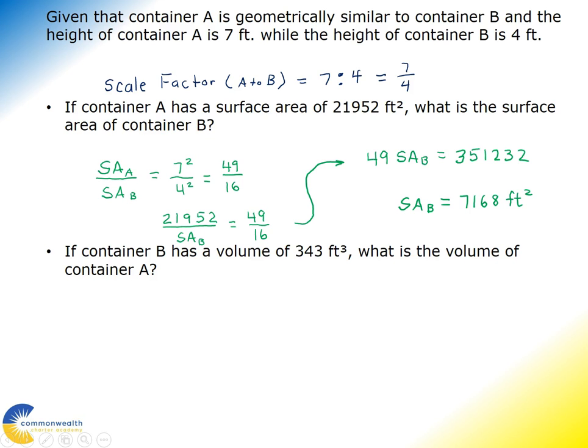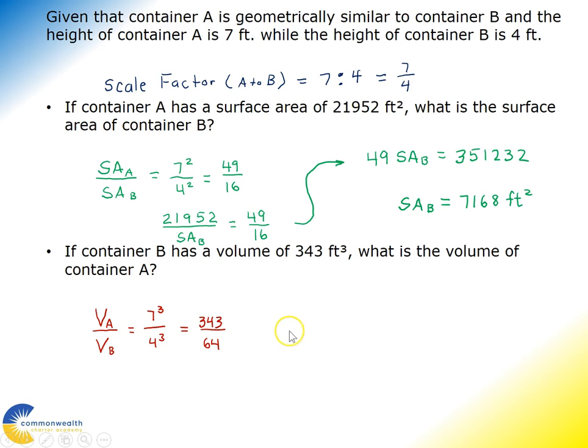In the second one, they're saying, okay, well, now the container B has a volume of 343 cubic feet. What's the volume of container A? Well, we expect container A to have a higher volume because it's bigger in size. But again, I start with the scale factor. The scale factor is 7/4. The ratio of the volume should be the cube of that. So it should have a 343:64 ratio.